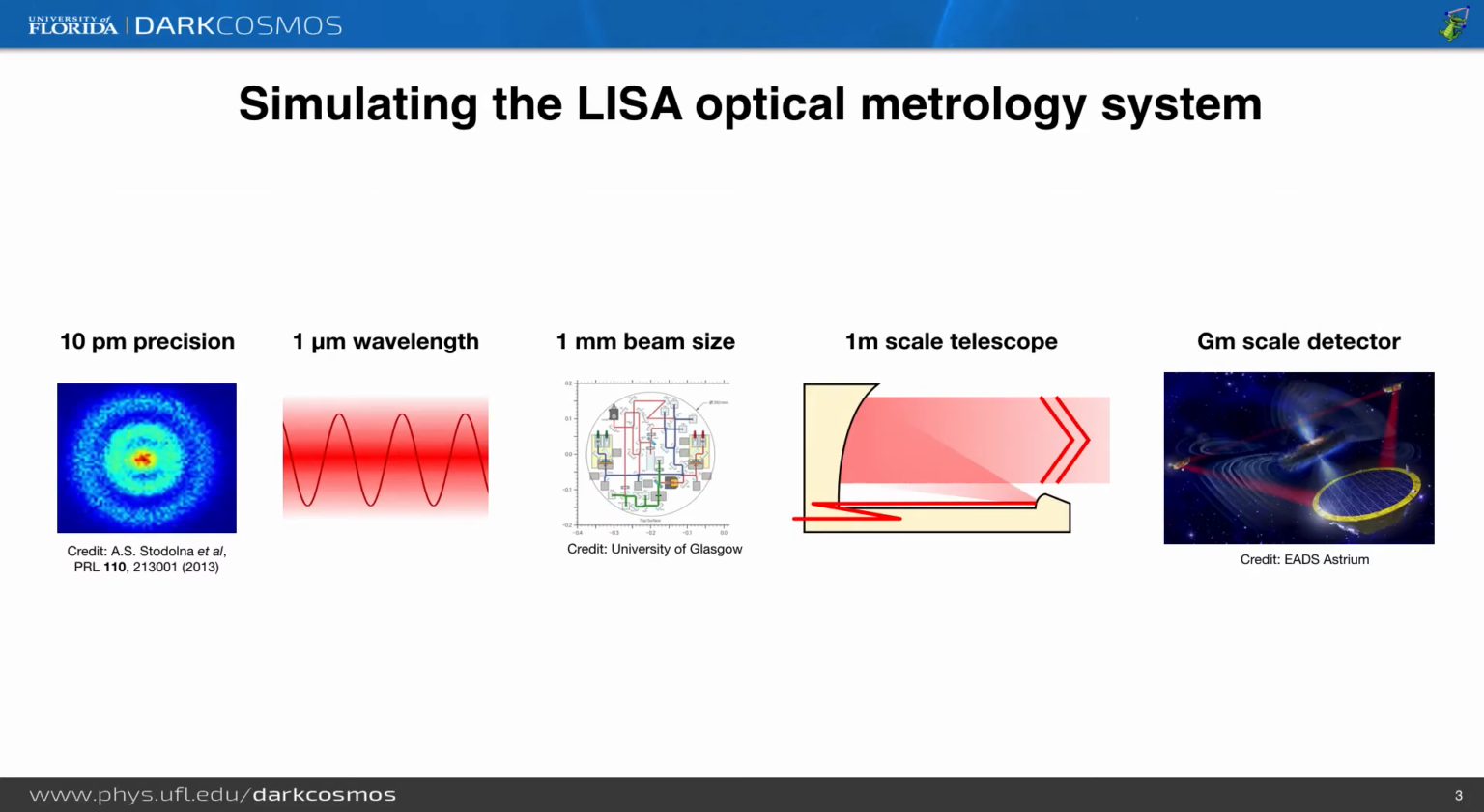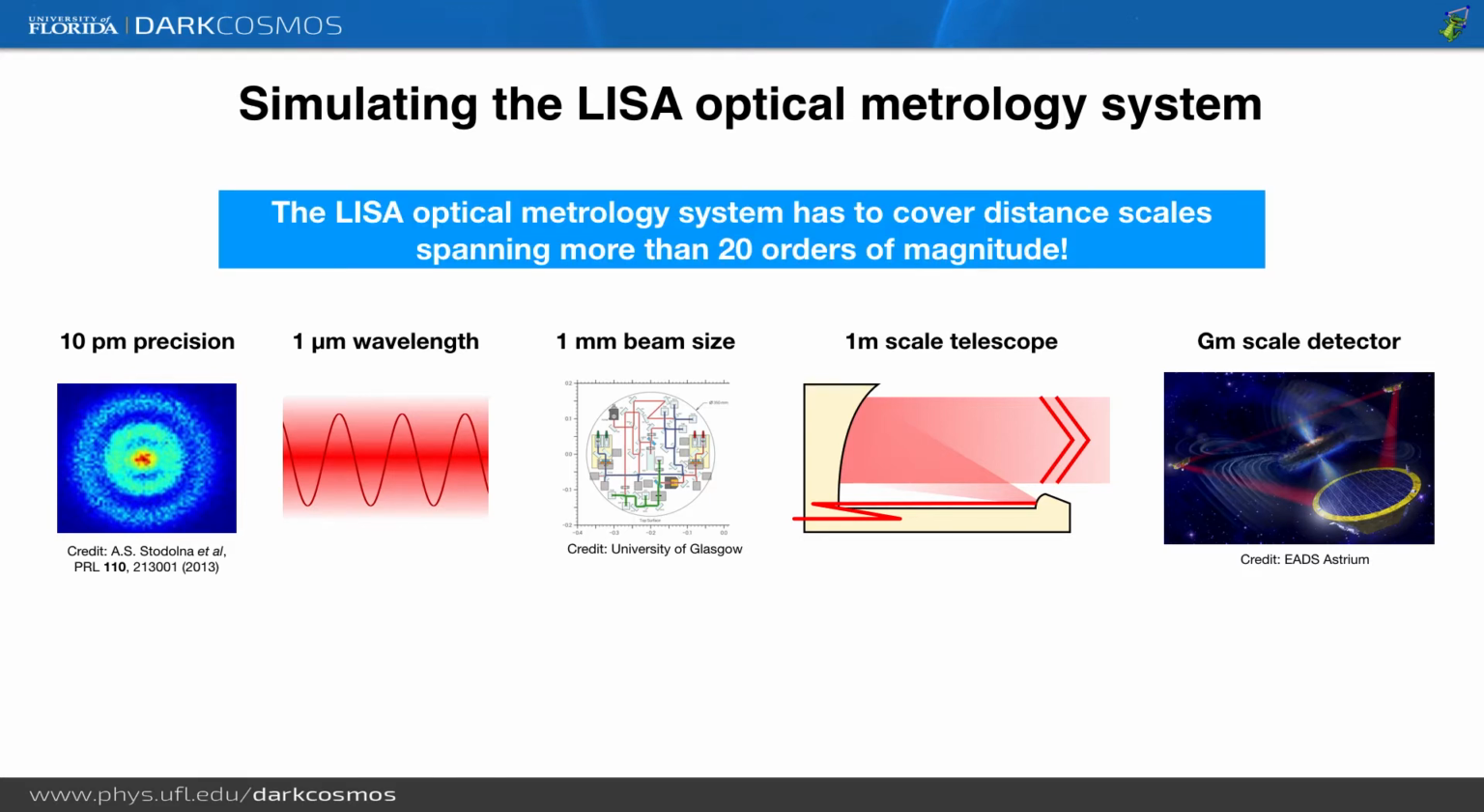Simulating the LISA OMS presents some rather unique challenges. At UF, like many other gravitational wave research groups, we have plenty of experience simulating the optics of ground-based gravitational wave detectors like Advanced LIGO. However, as you've probably heard by now, LISA is not just LIGO in space. Well, this applies to the optical layout as well as the data products and science targets.